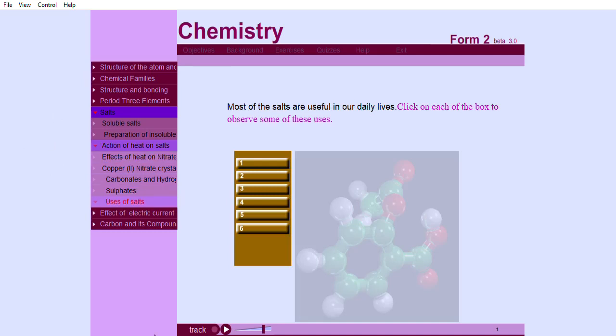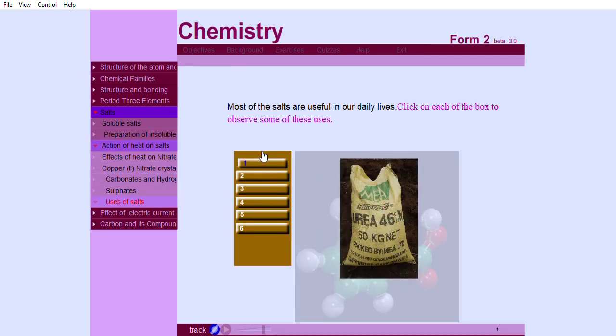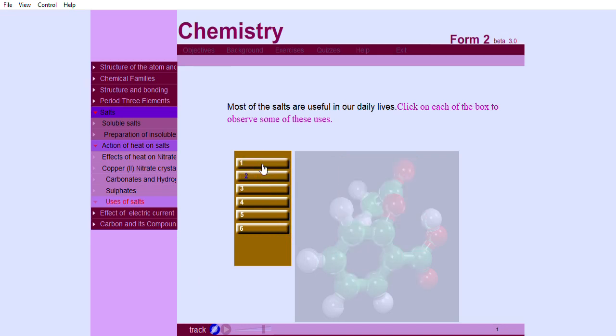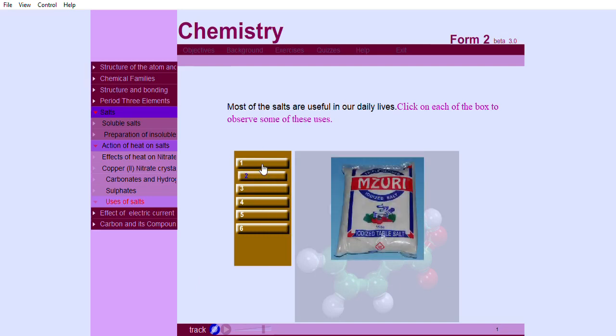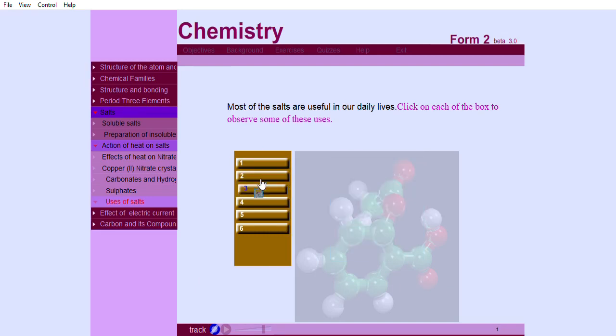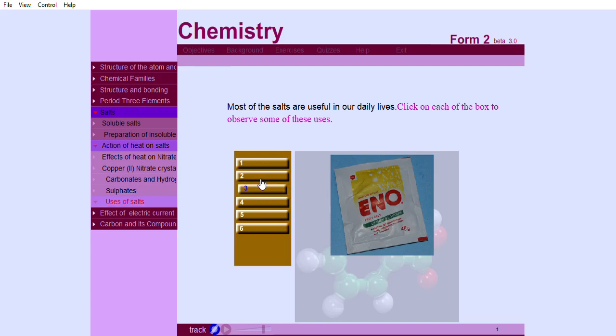Most of the salts are useful in our daily lives. Click on each of the boxes to observe some of their uses. Salts are used as fertilizers, for example, sodium nitrate and potassium sulfate. As food additives, for example, sodium chloride. As antacids, for example, magnesium hydroxide, commonly called milk of magnesia, neutralizes excess acid in the body.